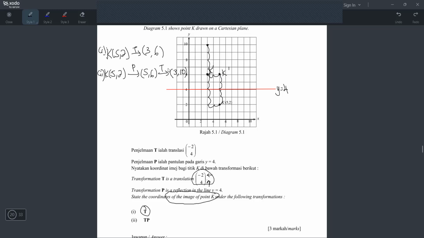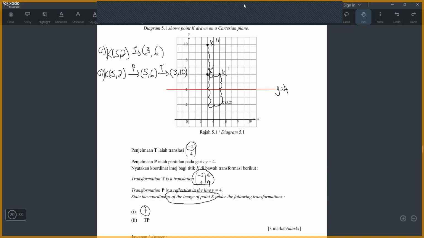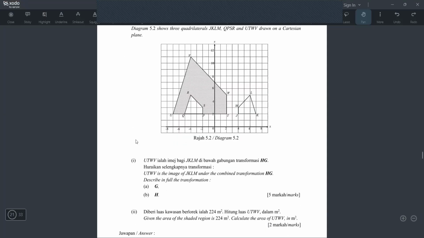Or you can use the quick method. How? Take the front number 5 and add it with the top one. So 5 plus negative 2 gives 3. And then 6 plus 4 is 10. You can also do this. If you don't want to count boxes, you can do it this way. And then this will be your K double prime. Okay, let me just check with the answer. 3, 6, 5, 6, 3, 10. Okay, correct. Now we can continue. Let's scroll down.